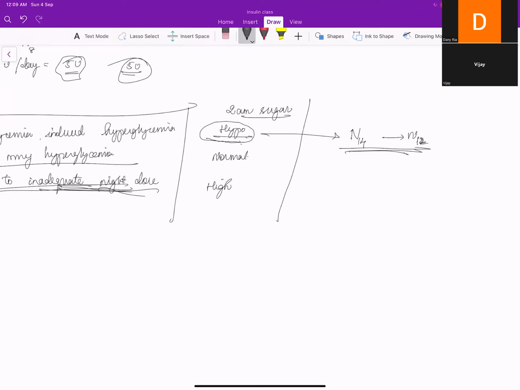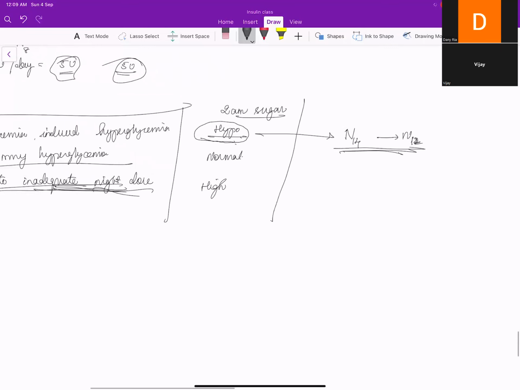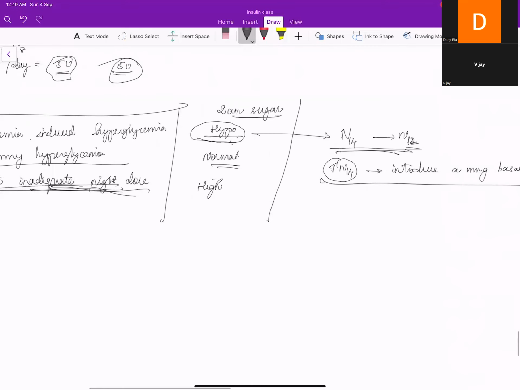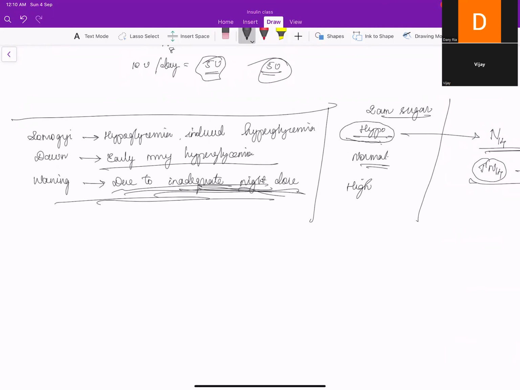What will you do for dawn phenomenon? Increase the morning dose only. Either you can do two things. You can increase the night dose itself; I told you the night dose will start covering the morning also. Or you can introduce a morning basal dose. Both are correct. You have to reduce the morning sugar. Either you can start from the night itself or start from the morning itself. Both are right.